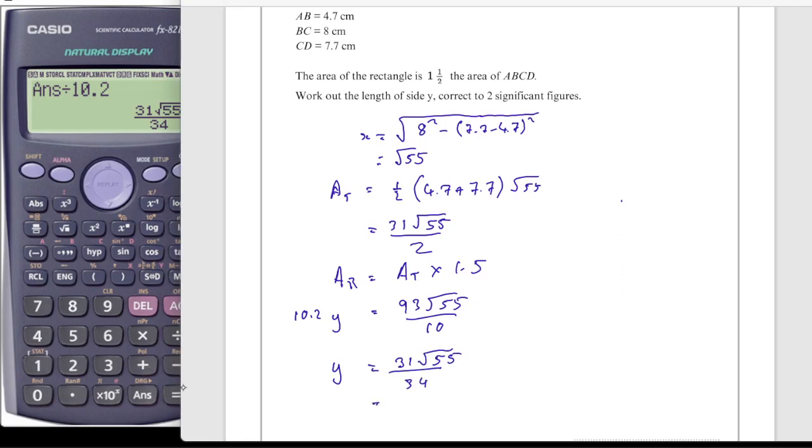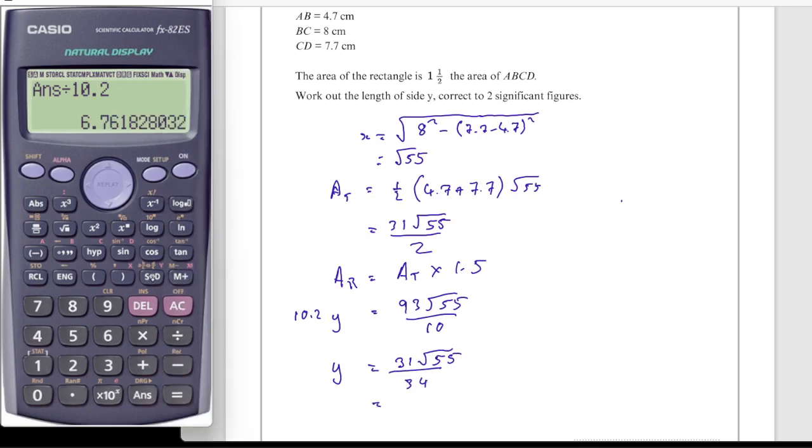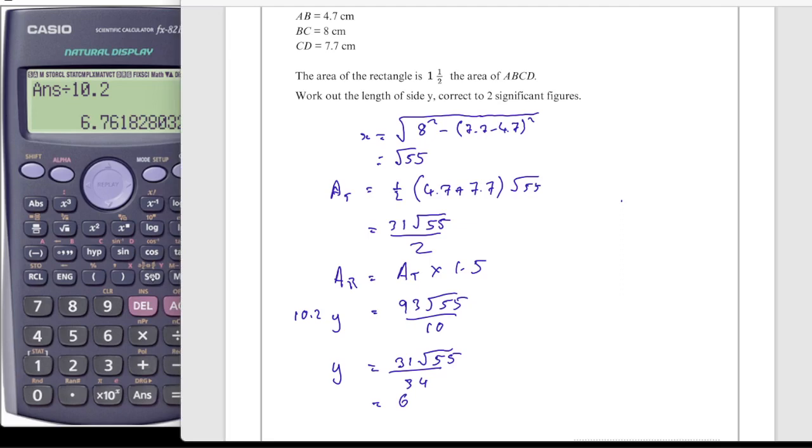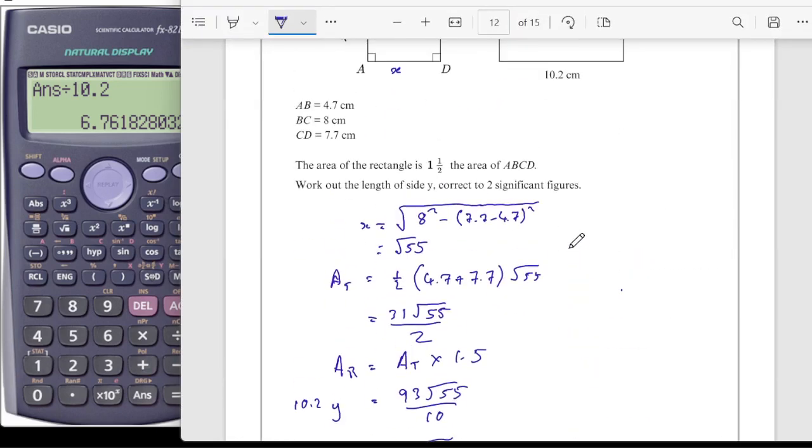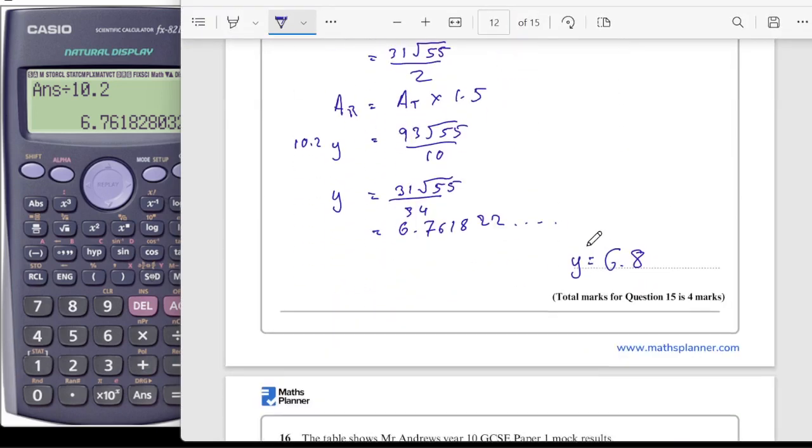So that's written in the exact form. I'm going to go decimal now. So I'm looking at 6.7618 dot dot dot, and then to two significant figures, that's going to be 6.8. So that was the value for y. y is equal to 6.8. Have we got a unit? We can add centimeters.